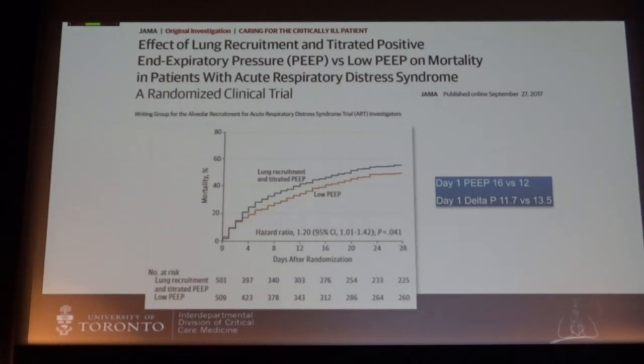My take on this trial is it's potentially difficult to extrapolate and generalize to the rest of the world. A lot of patients had diseases that we don't necessarily see in Europe or North America. But I think it certainly gives us a little bit of caution about using these very aggressive and prolonged recruitment maneuvers and thinking about careful patient selection about when we're going to try and recruit the lung.